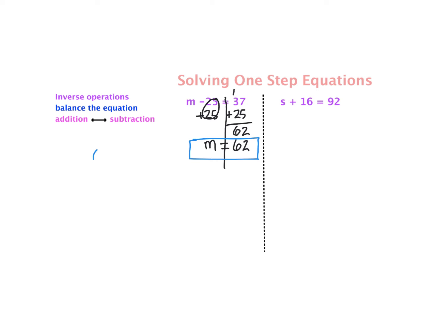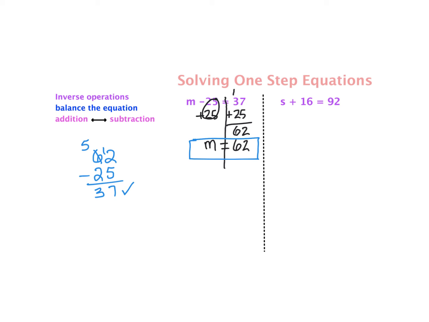So m is 62. If I subtract 25 from 62, I should get 37. So now let's do the subtraction. I can't take 5 away from 2, so I have to borrow. 6 becomes 5 since I'm taking 1 away, and 2 becomes 12. 12 minus 5 is 7. 5 minus 2 is 3. 37 matches what's in my equation, so my answer is correct.